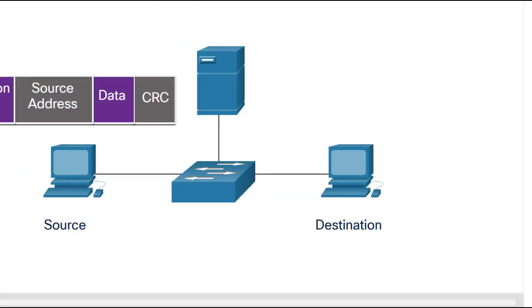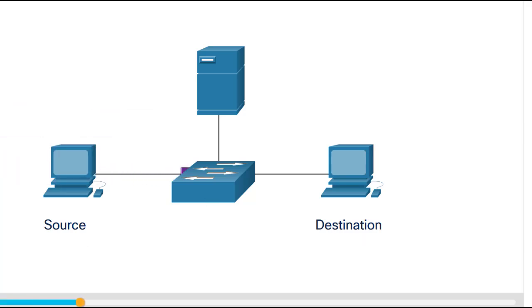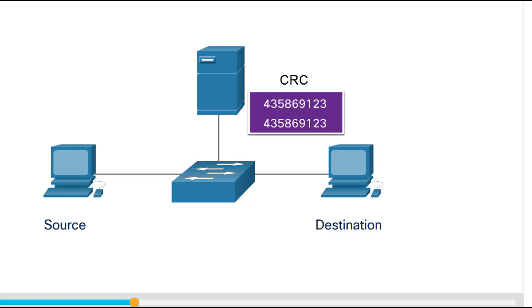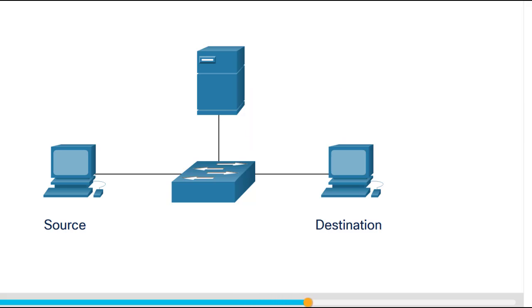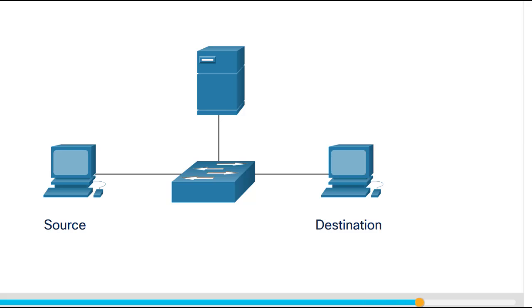In the animation, the layer 2 switch is using store and forward switching because it receives the entire frame from the source, calculates the CRC, compares the CRC result it got with the one calculated by the sender, determines the frame is error-free since they match, checks the MAC address table for the destination address, then forwards the frame out the correct port.